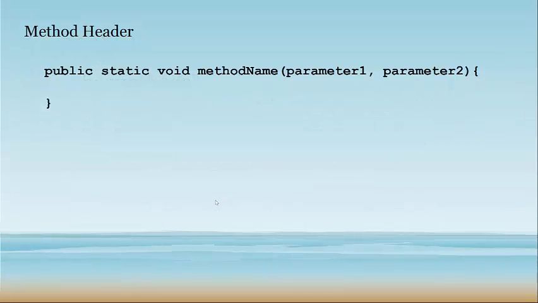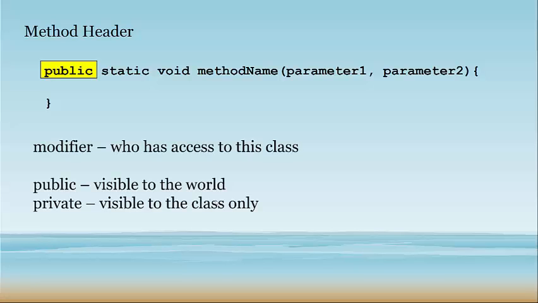So let's look a little bit at what a method looks like. This is called a method header, and it sort of looks similar to what we've been doing already with our main. Public static void main, and then we had String args, and we'll look at what all that means in a little bit. But let's look at all of these keywords in detail. So first of all, we have the word public, and public is called the modifier, and that lets the compiler know who has access to this method.